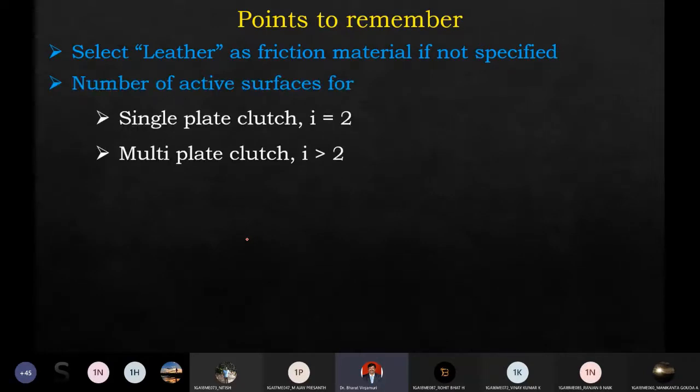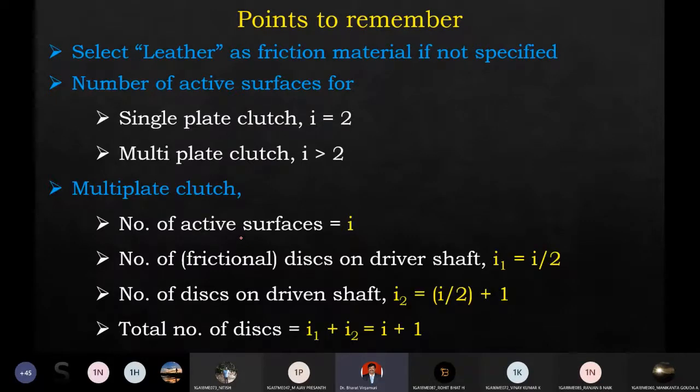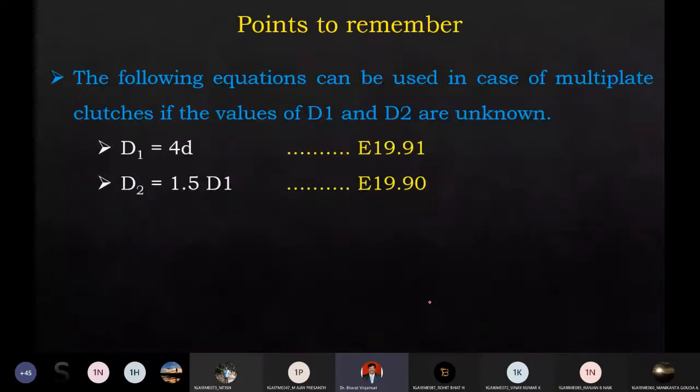A single plate clutch will have I equal to 1, and for a multi-plate clutch, I is always greater than 2. Now in multi-plate clutches, what exactly are you supposed to do? What are the different things you are supposed to do? I1 by 2, all the things. Other points to remember: use these equations to find D1 and D2. Most important equations, remember guys, 9191, 9190.